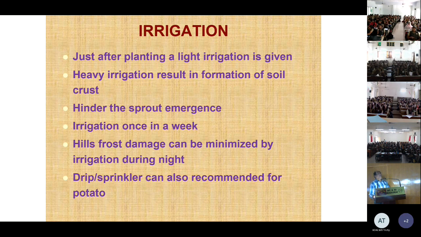Irrigation immediately after planting, but heavy irrigation results in soil crust formation, and it hinders the sprout emergence. So irrigation should be given once in a week, whereas night irrigation should be given in the hillside to avoid frost damage. As well as drip system and sprinkler system are also recommended for the potato crop. Next.